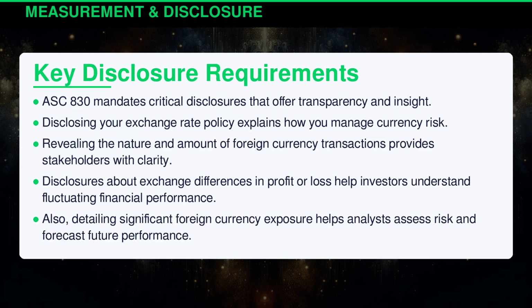ASC 830 mandates critical disclosures that offer transparency and insight. Disclosing your exchange rate policy explains how you manage currency risk. Revealing the nature and amount of foreign currency transactions provides stakeholders with clarity. Disclosures about exchange differences in profit or loss help investors understand fluctuating financial performance. Also, detailing significant foreign currency exposure helps analysts assess risk and forecast future performance.